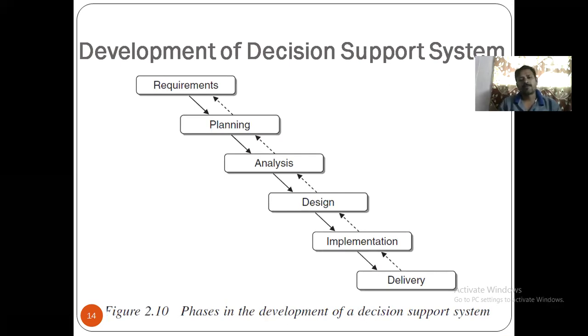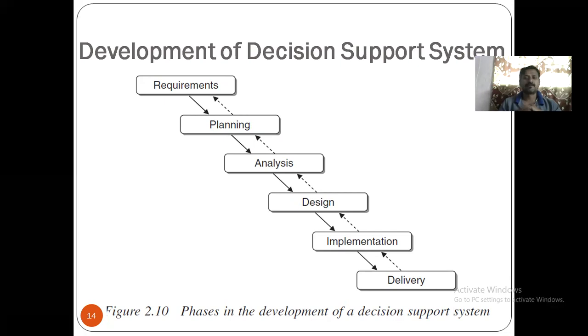And the last point: phases in the development of a decision support system, or DSS. If you look at this, you can surely relate it to the SDLC, the software development life cycle: requirement analysis, planning, analysis, design, implementation, and delivery. In the requirement phase, we collect the requirements, maybe functional and non-functional requirements of the customer, which are required for the system. Then we plan how we are going to provide all those requirements, and analyze again whether the requirements we collected are fulfilled.